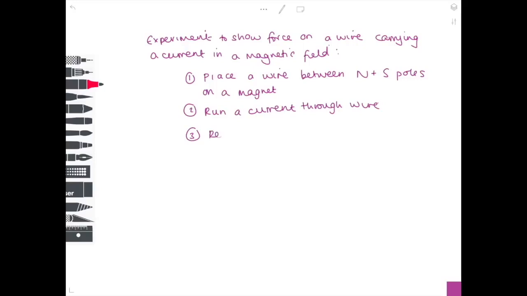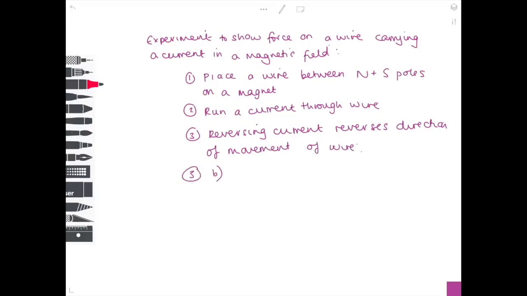Notice that reversing the current reverses the direction of movement of the wire. And the same if you also reverse the magnetic field, you'll also reverse the direction of movement of the wire.